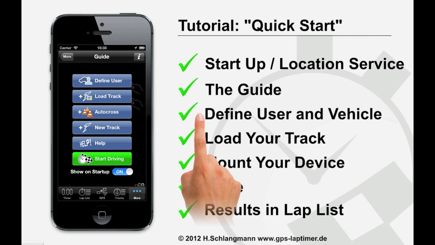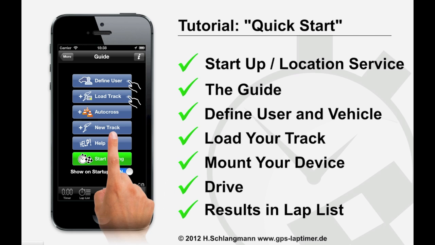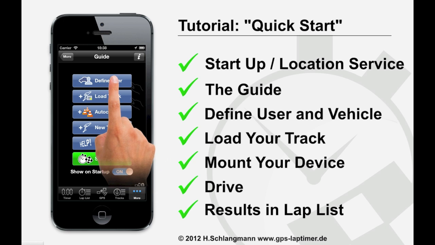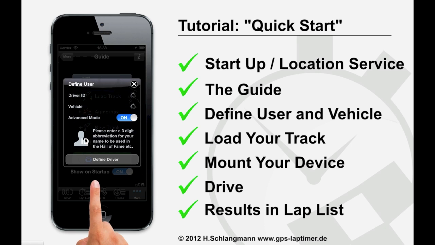So the first thing you see here is now the guide. The guide is made to give you a shortcut to the most important activities or functions LapTimer has, especially for the beginner. And you get two hints up here, the two fingers that point to the items you will most probably start with. So first thing we do is we define the user, that's yourself. And that's made up from both an ID to identify you, for example, in the Hall of Fame, and it's made up from the vehicle or the car you're driving.